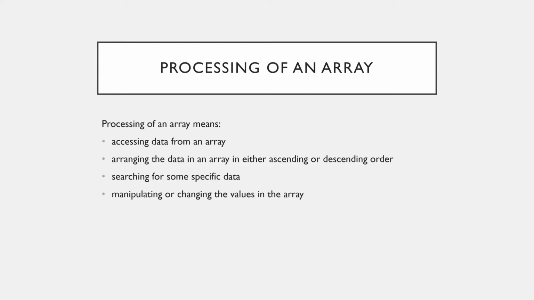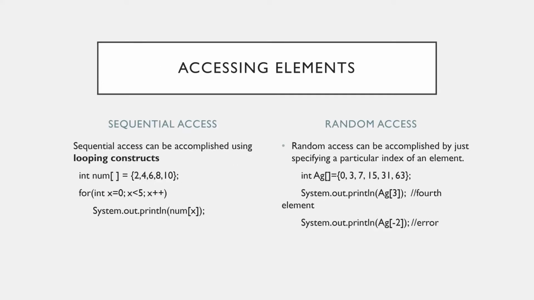Processing of an array. So what does processing of an array mean? It means accessing data from an array, arranging the data in an array in either ascending or descending order, searching for some specified data, or manipulating or changing the values in the array. So here we are only going to discuss how we access data from an array.